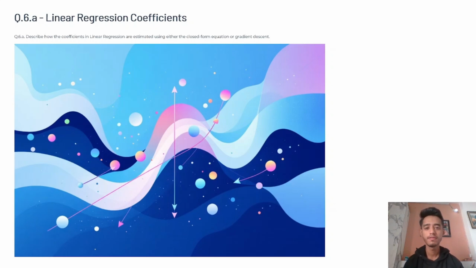Hello everyone, in this video we'll be covering the solution for question 6. So let's see the first part of this question, which is: describe how the coefficients in linear regression are estimated using either the closed form equation or gradient descent. Now let's see the solution.